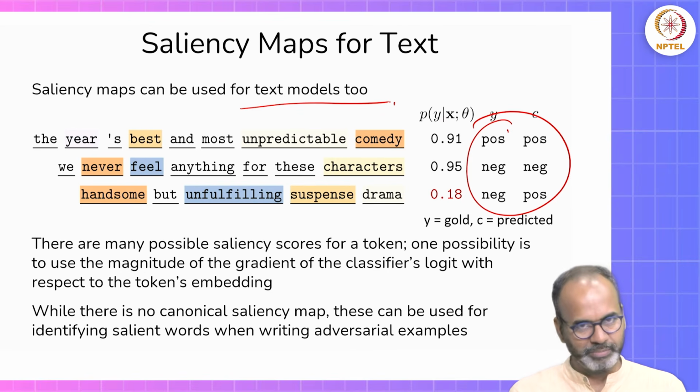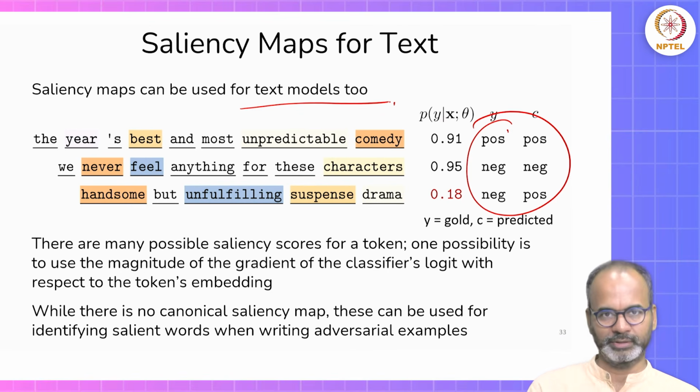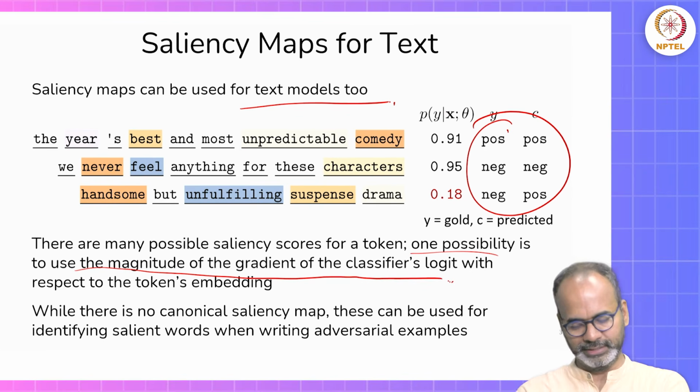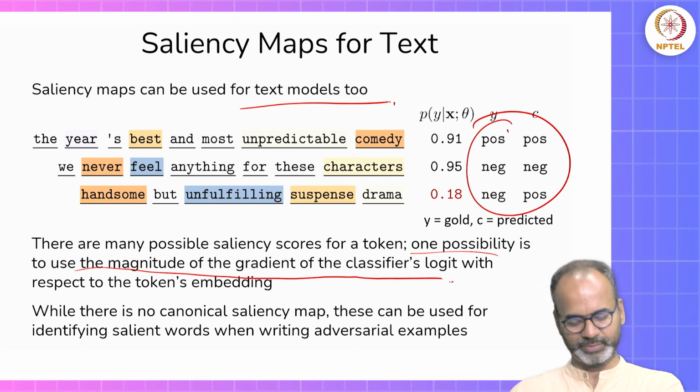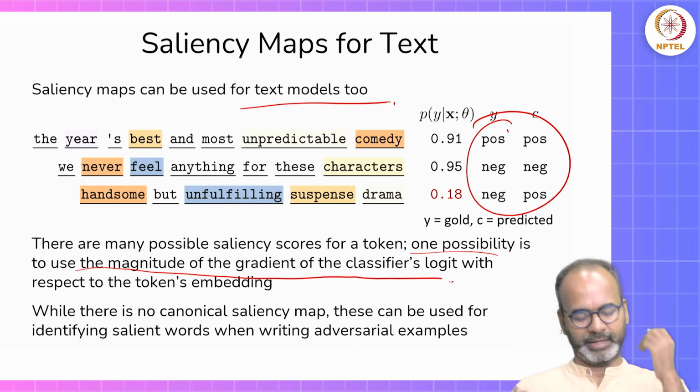Also, there are many possible saliency scores for a token. You can find different ways for it. In the image, we talked about gradient as one way. One possibility is to use the magnitude of the gradient of the classifier's logits with respect to the token's embedding. While there is no canonical saliency map, these can be used for identifying salient words by writing adversarial examples.